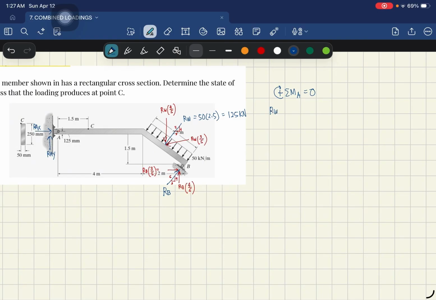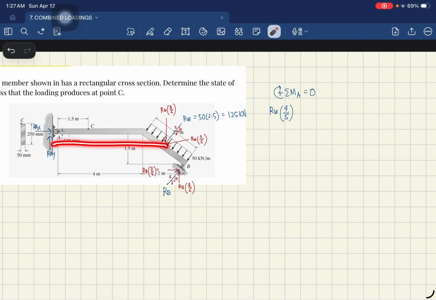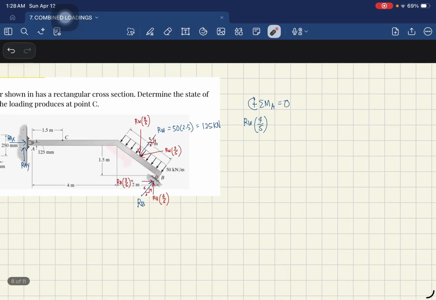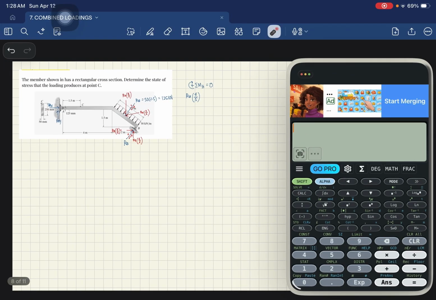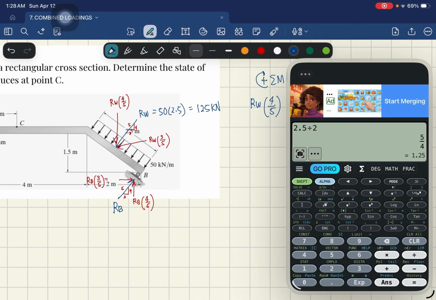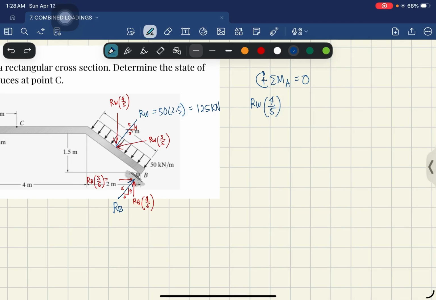So, yung R, W natin, or yung resultant ng uniformly distributed load. So, para makuha natin yung moment arm niya, pag moment arm, always siyang perpendicular dun sa reaction natin. So, yung kalahati ng 2.5 is equal to what? So, 2.5 divide 2 is 1.25. So, nag-act yung resultant ng uniformly distributed load sa gitna ng 2.5 or length niya. Length niya is 2.5.